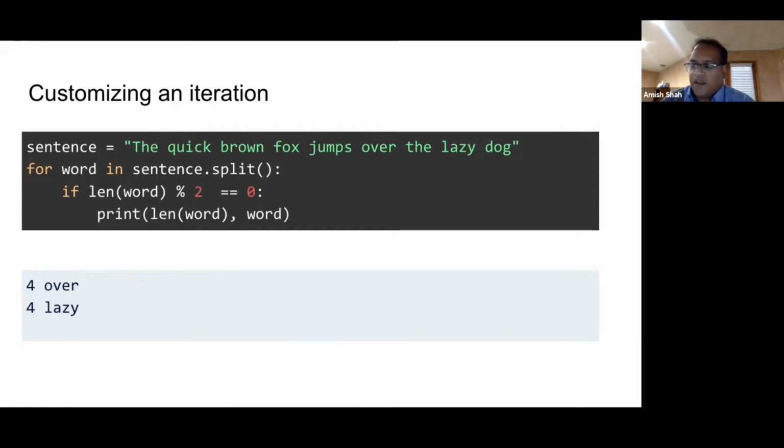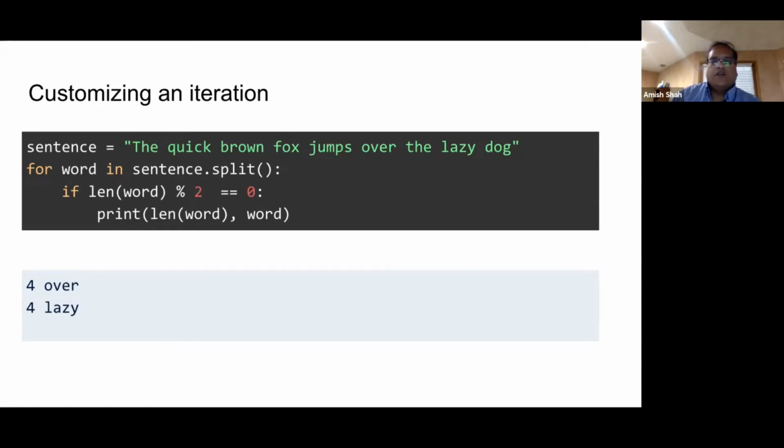Now we're going to take a look at how we can customize iterators. Let's say we have this sentence. We want to print out all the words that have an even number of characters within this sentence. So we execute the split function. We get a stream of words back. We go through and evaluate each word, take the length of each word and see if it contains an even number of characters, and then we print out the length and the word.